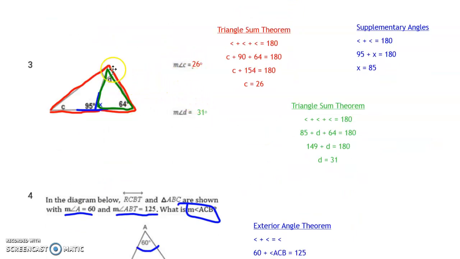Now watch what I did here. I traced out this large triangle with red, traced out this small triangle with green, and I traced out this supplementary angle pair with blue. I tried to color code as much as possible, so this is the red triangle, this is the blue supplementary angles, and this is the green triangle. Take a look at those, see if they make sense to you.